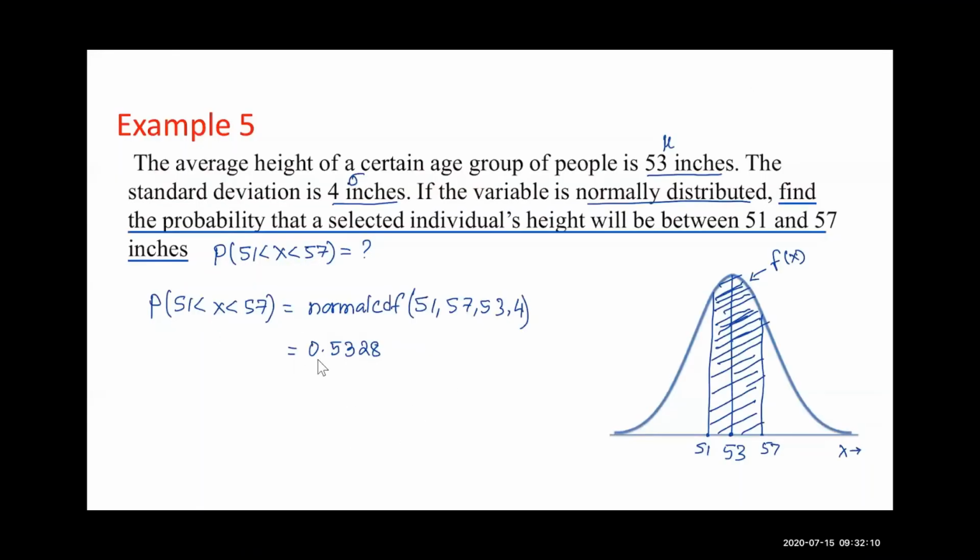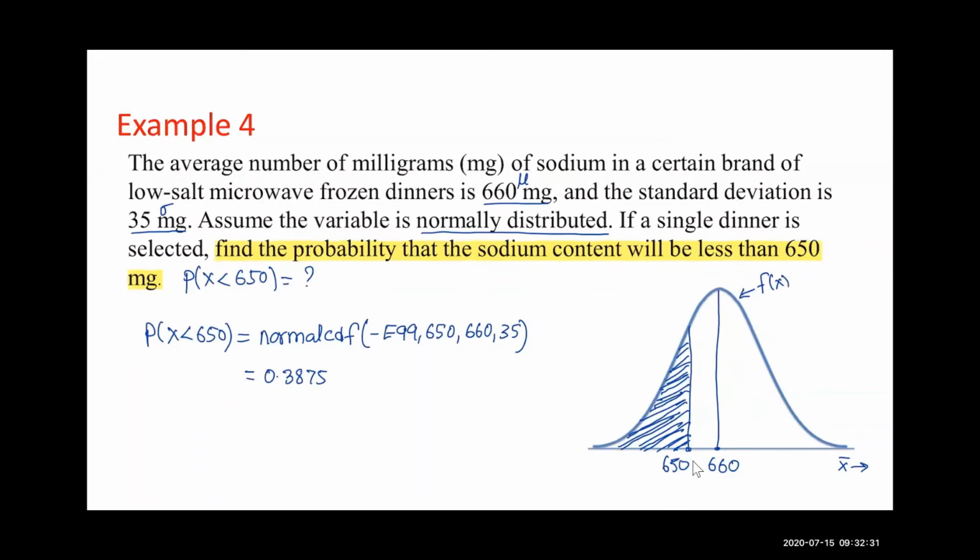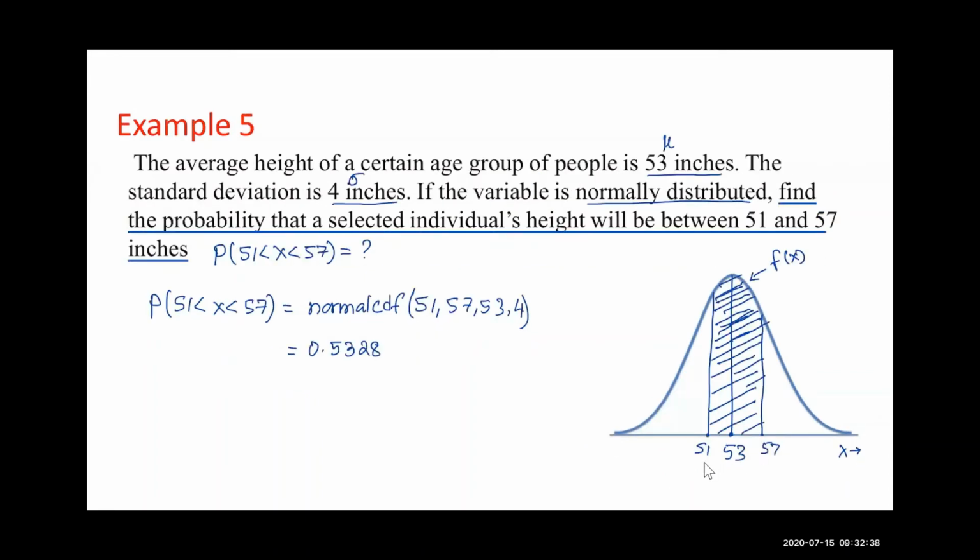So the probability is 0.5328. So this is the end of this example. Up to here, if you look at these 3 examples we worked on, in the first one we calculated the probability or area to the right of a given value. In the second example, we calculated the probability or area to the left of this value, 650. And in the third example, we calculated the area between these two values.